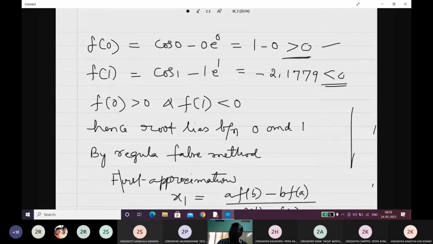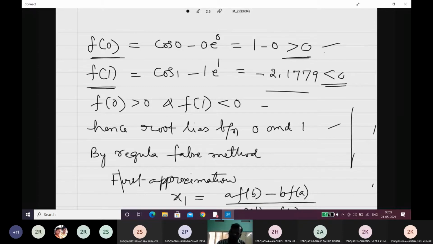Here we have to take the calculator in radians mode. Since cos and sine functions are involved in the problem, we have to take the values in radians. We have to change the mode from degrees to radians. That is very important, and check it out, all of you. What is this value? Cos 1 minus e power 1 is equal to minus 2.1779. Here we observe that f of 0 is positive and f of 1 is negative. Hence the root lies between 0 and 1.